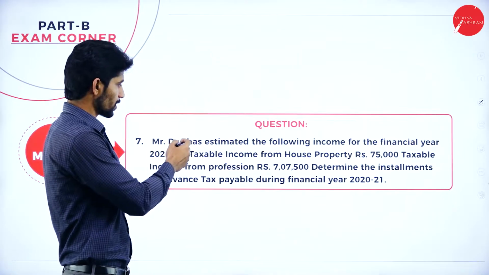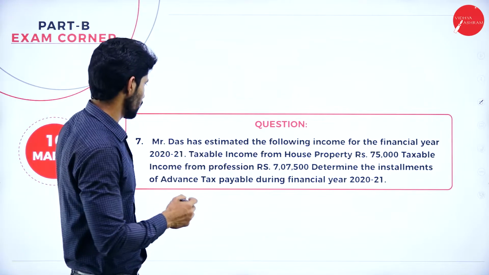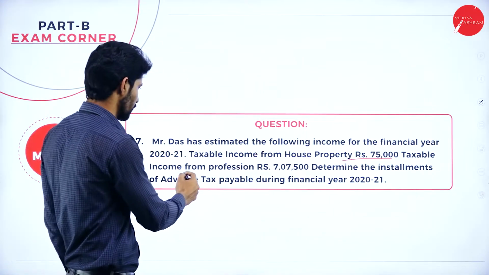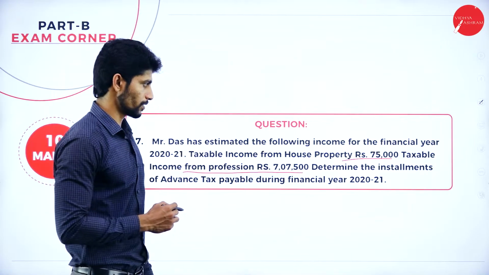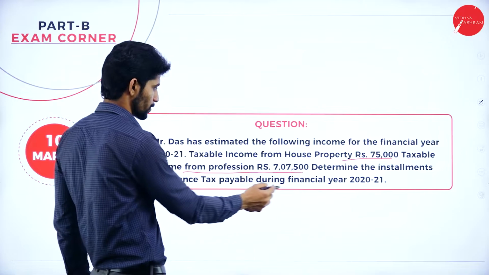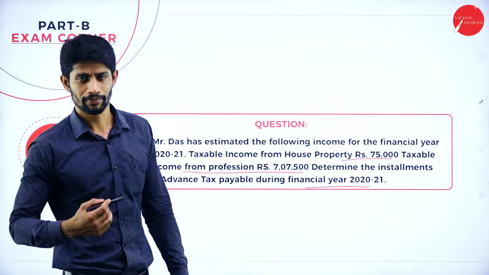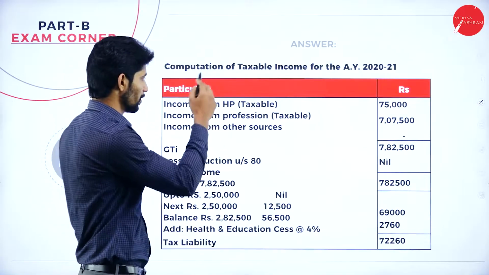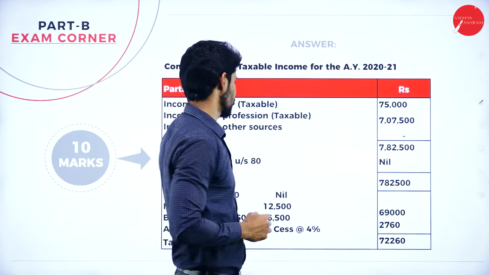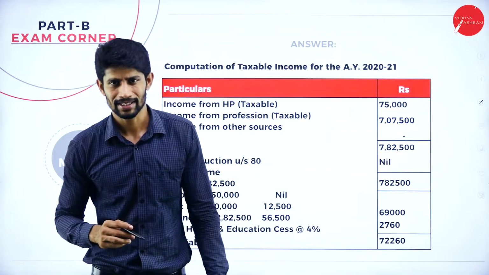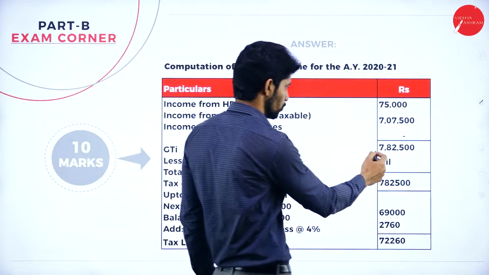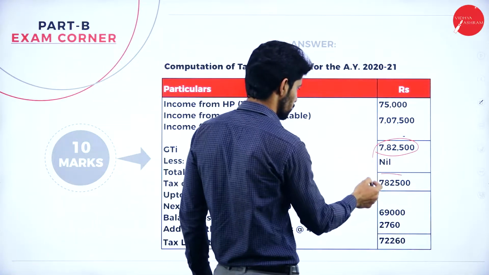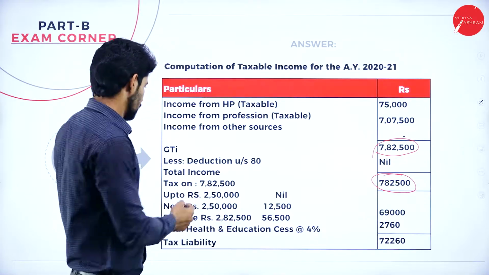Next one, Mr. Das has estimated the following income for the financial year. Taxable income of house property is rupees 75,000. Taxable income from profession is rupees 7,07,500. Determine the installment of advance tax payable during the financial year 2021. So this problem is relating to advance tax payment. Income from house property, yes, it is rupees 75,000, and income from profession 7,07,500. So gross total income comes to 7,82,500. No deductions are there, carried on the same amount of rupees 7,82,500. That is called total income.